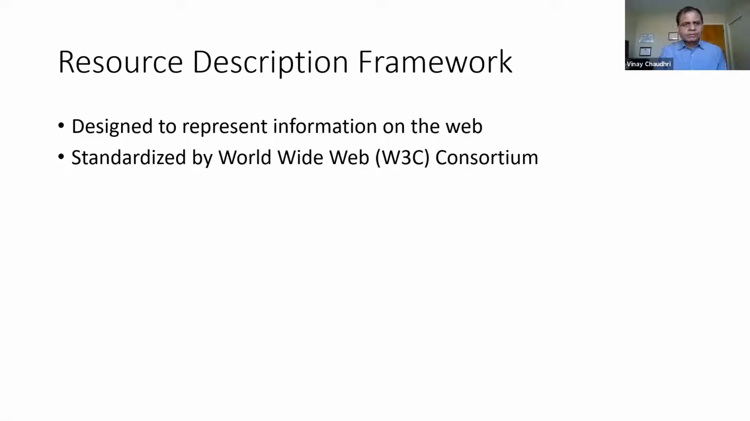The resource description framework was originally designed to represent information on the web. So if you are interested in publishing data on the web and you want it to be easily discoverable and usable by other folks, the resource description framework data model is a good choice. And for that reason, the World Wide Web Consortium, W3C, has put in a considerable amount of effort in standardizing it so that when people use this data model to publish their data, they do it in a standard way, which is easily usable by different people.